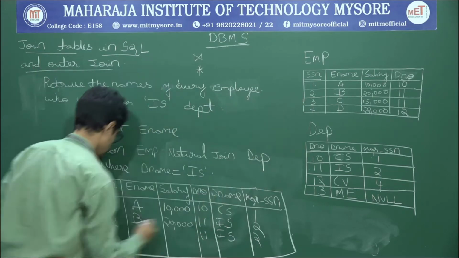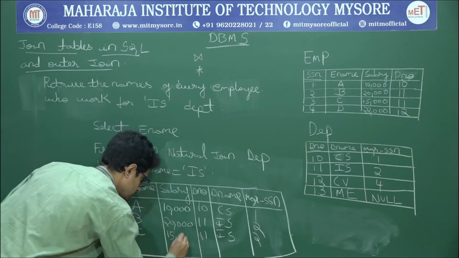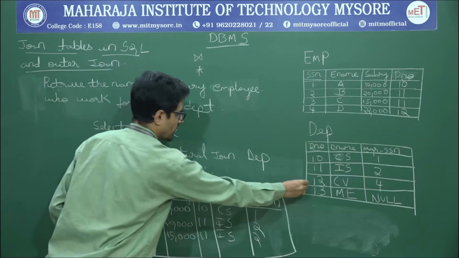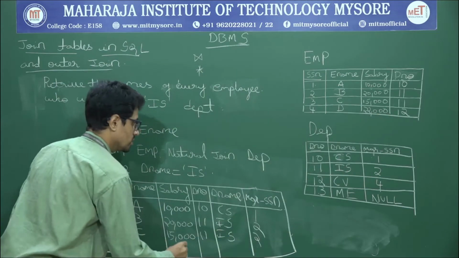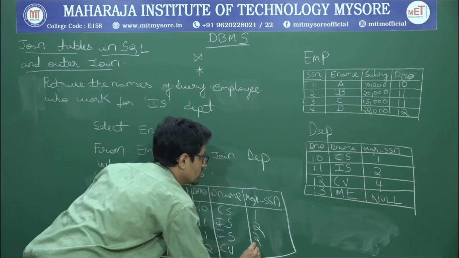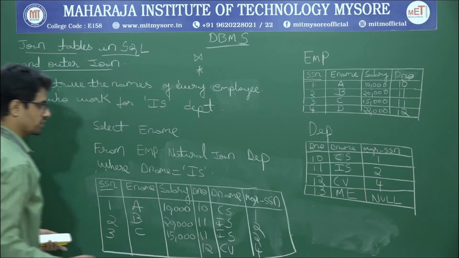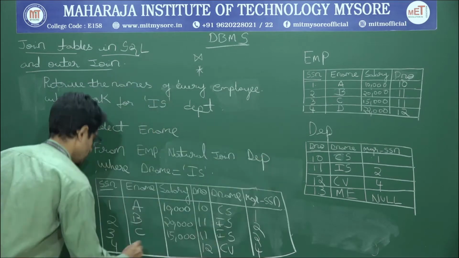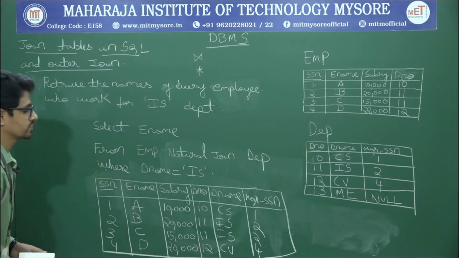So write down this now: 3 C name, 15,000. Okay. Any more 11? No. Next 12. 12 is here. Yes. So write down 12 CV, 4 MGR SSN. The details of 12 are 4 on from this table. 4 D 20,000 22. Sorry.